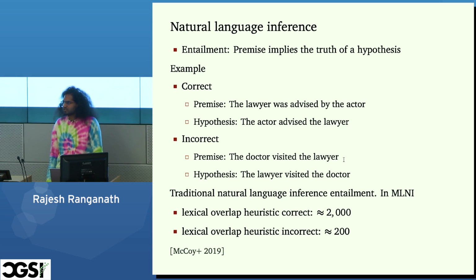And we can do the same thing in natural language. These problems aren't specific to just dealing with images. An example is entailment, where we want to know if a premise implies the truth of a hypothesis. Here you have a correct example: the premise is the doctor was advised by the actor, and the hypothesis is the actor advised the doctor. An incorrect version is the premise the doctor visited the lawyer, and then the hypothesis the lawyer visited the doctor. You flipped it, so the inference is incorrect.